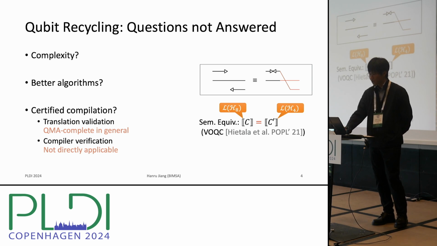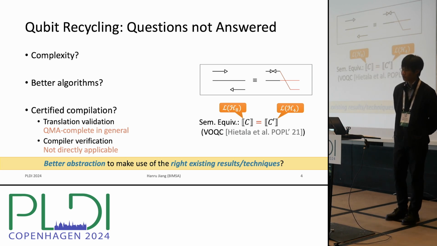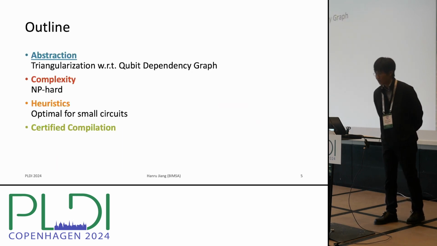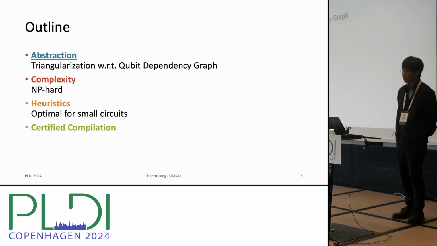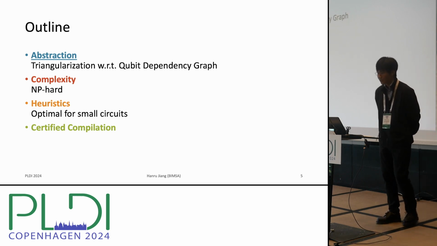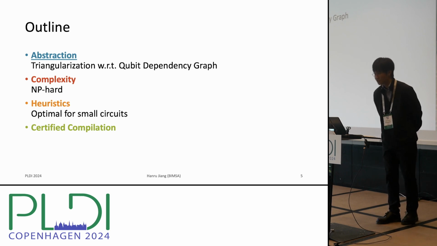So look at these questions. It seems like we lack a good abstraction for this problem to make use of the right existing results or techniques. And this will be the main theme of this work. So in the rest of this talk, I will first introduce our abstraction for the qubit recycling problem, which is a triangulation problem with respect to the qubit dependency graphs. And based on this abstraction, its complexity and heuristic-based algorithms follow easily.